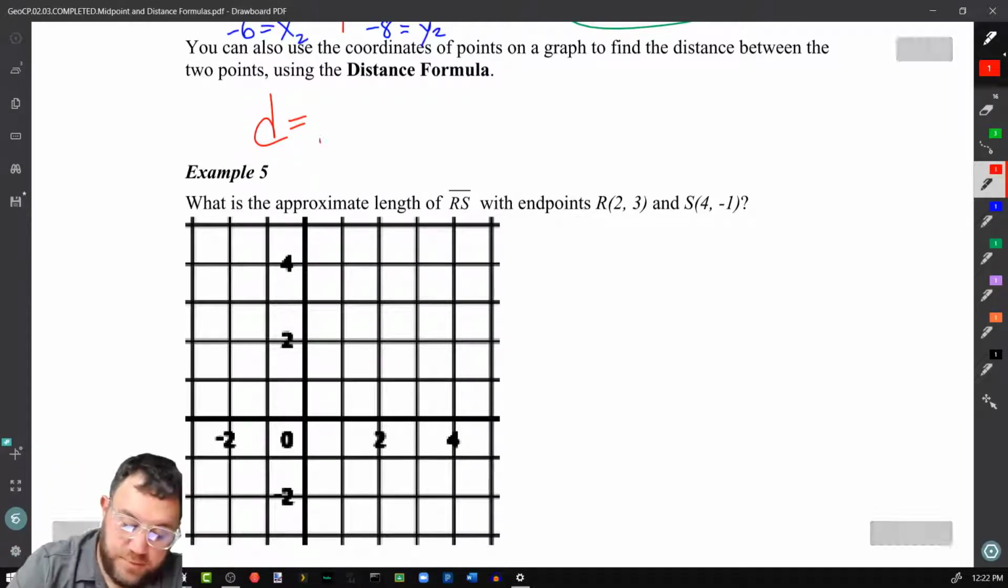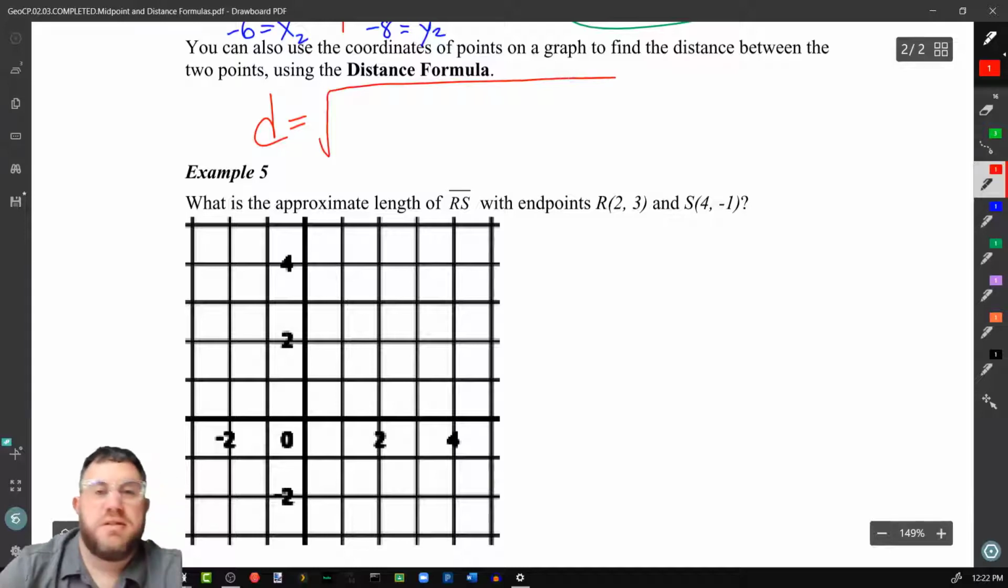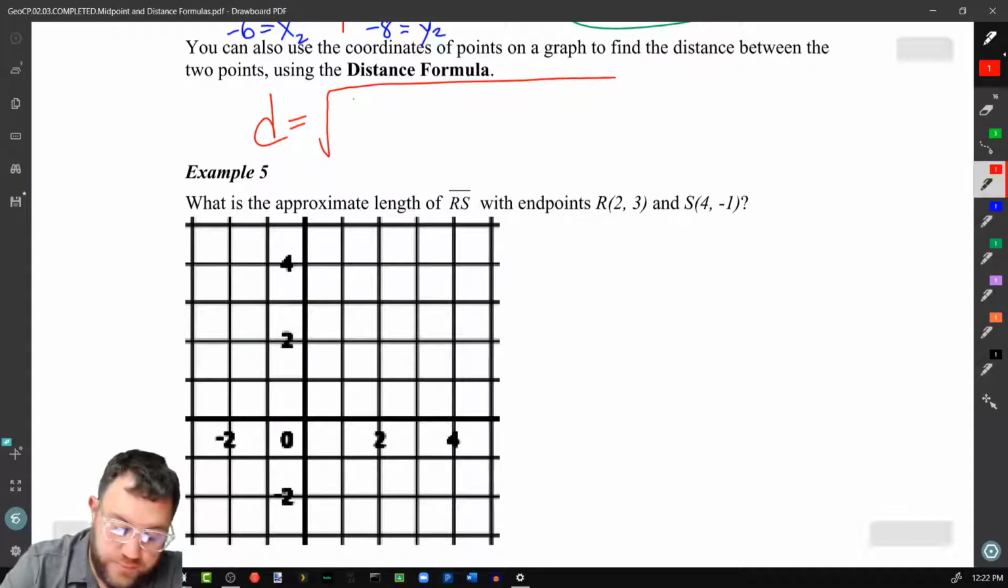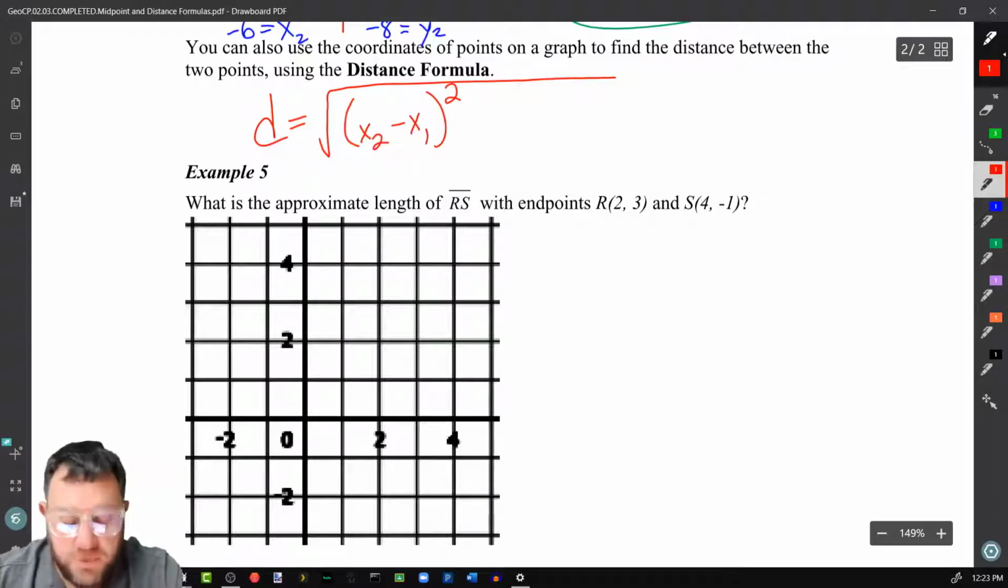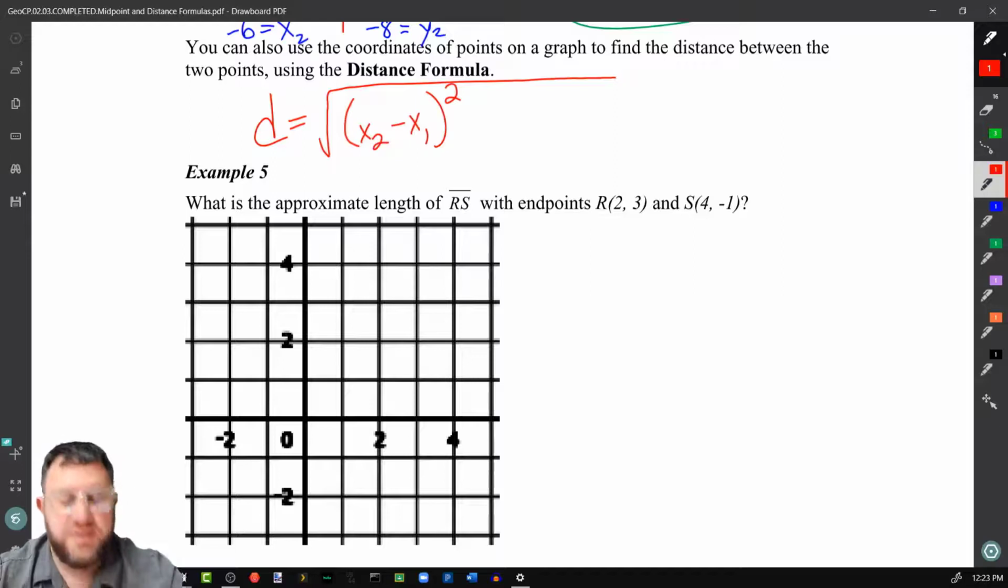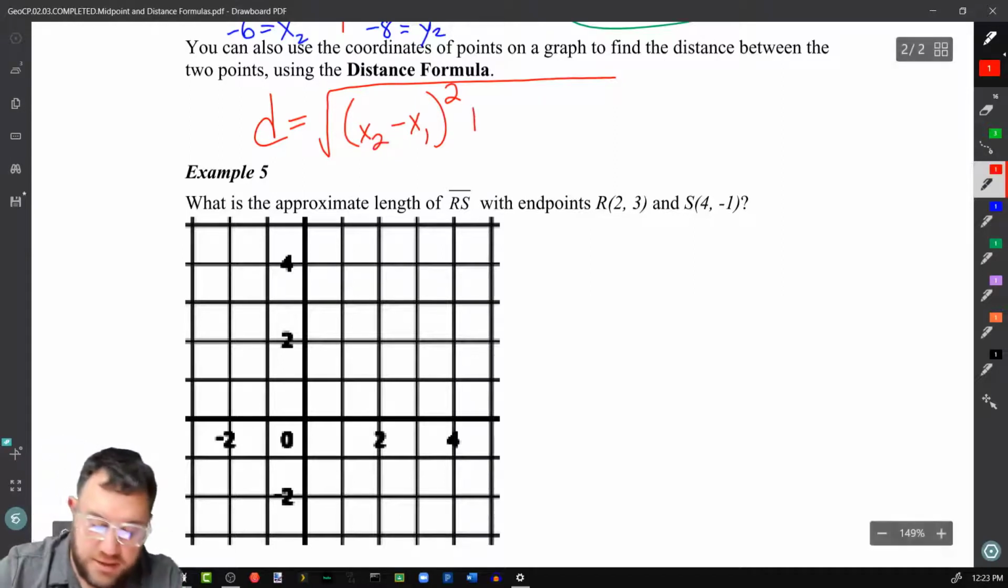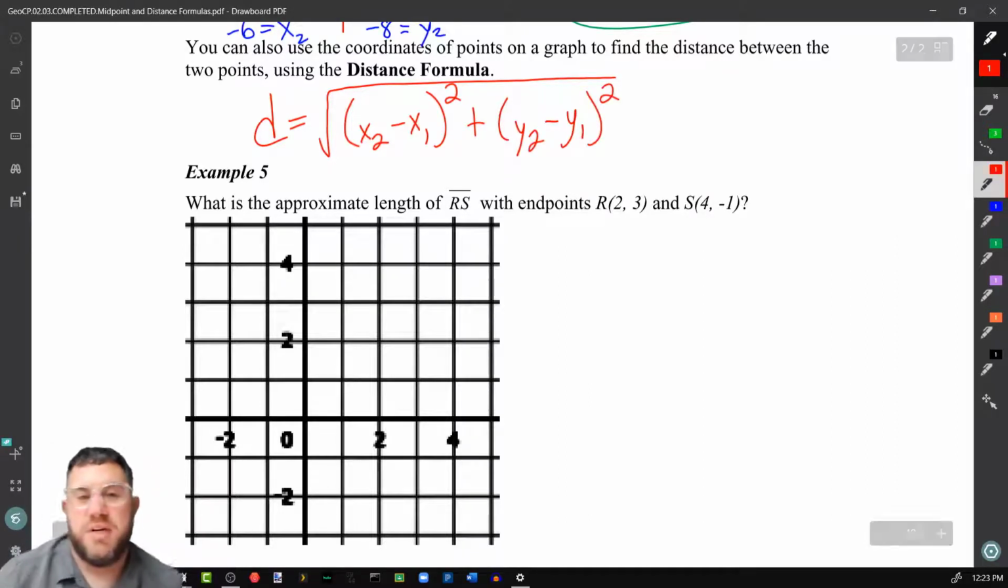So distance formula is the square root of (x2 minus x1) squared. So you need to do the subtraction and then square it. And then we will add that to (y2 minus y1) squared. And what we're going to do is break this down and do it in pieces.